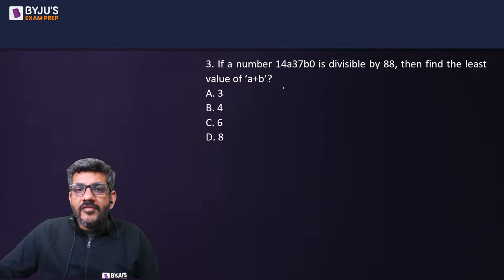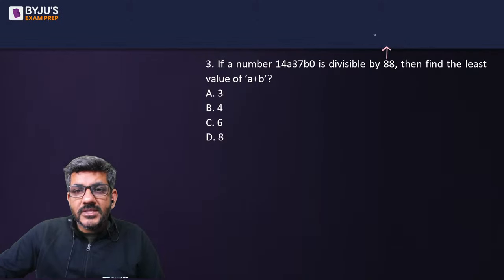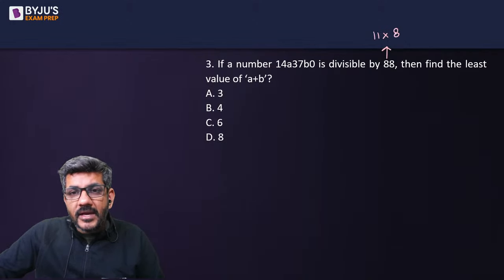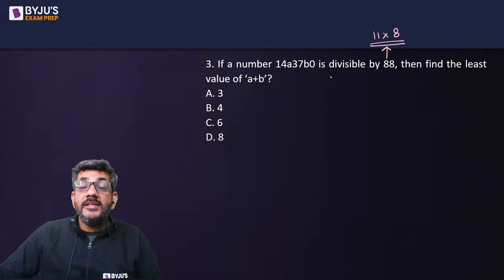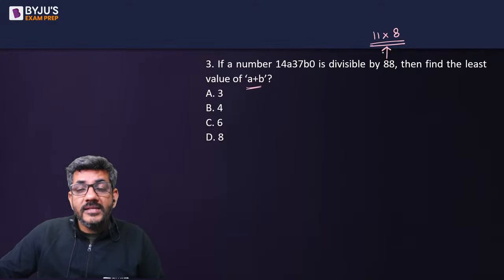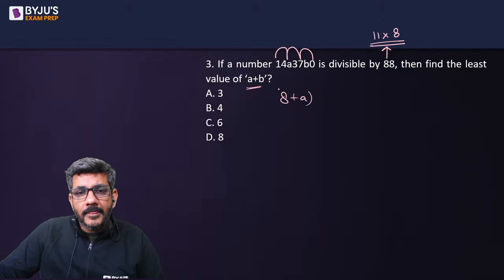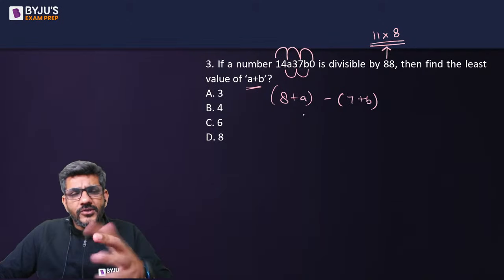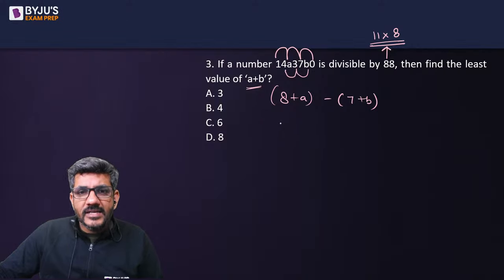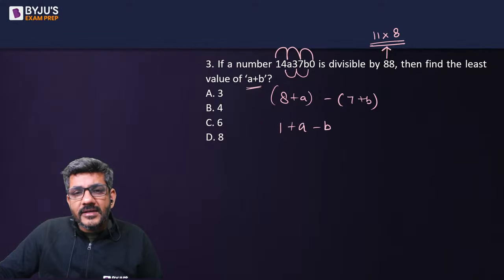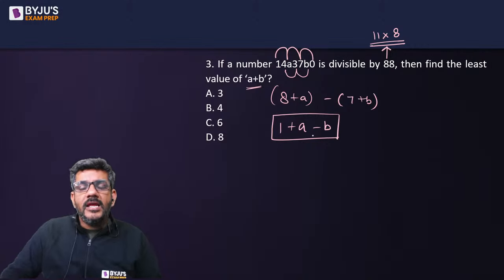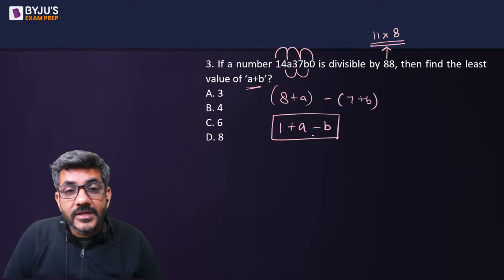Chaliye. If a number is divisible by 88, that means the number is divisible by 11 as well as 8. Then find the least value of a plus b. Now, when is the number divisible by 11? 0 plus 7 plus a plus 1, which is equal to 8 plus a, minus b plus 3 plus 4, that is 7 plus b, should be divisible by 11, or it should be 0. So basically we are saying 1 plus a minus b should be divisible by 11.